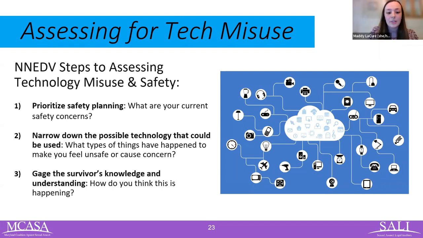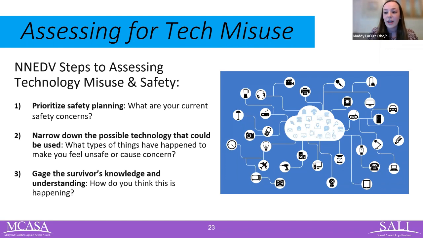The next step would be narrowing down the possible technology that could be used. So what types of things have happened to the survivor that are causing them to feel unsafe or causing concern through technology. And then lastly, 3, gauging the survivor's knowledge and understanding.